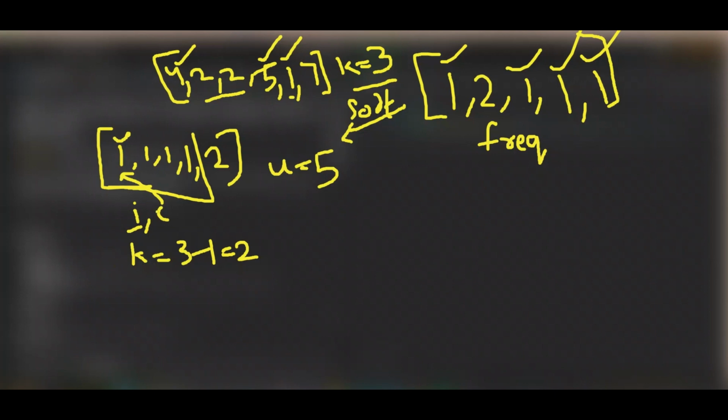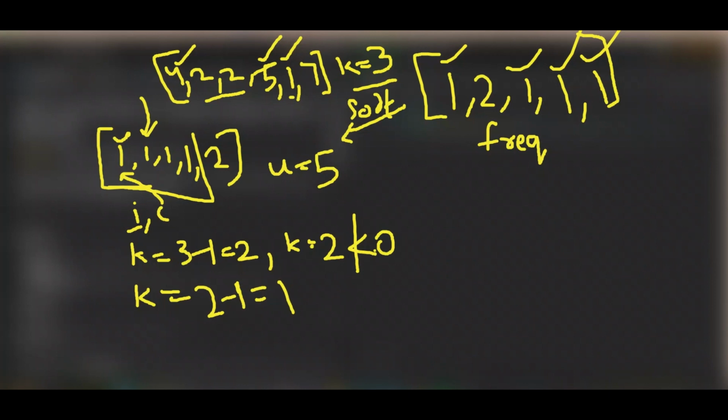Now I have removed the first element, only one occurrence, so k will be 2. Let's check if k is less than 0. So k equals 2, it's not less than 0, right? So we'll just move to the next element. Now c will be 1 here, so k equals 2 minus 1, which equals 1. Now let's check the given condition, k less than 0 or not. This is the condition we need to check every time we remove the occurrences of an element. It's not true, so let's move to the next index.